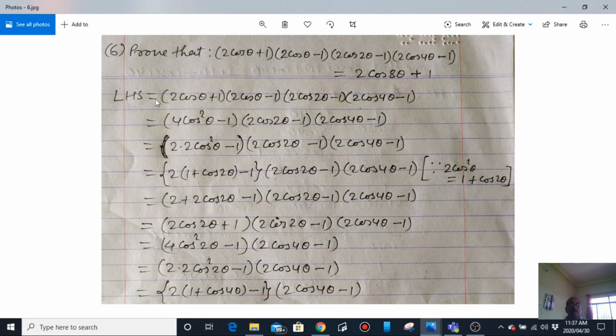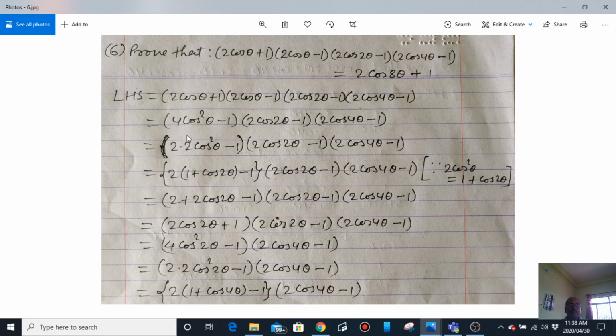So we write LHS as given in the question. Now in first two brackets you apply (a plus b) into (a minus b). Next two brackets we will keep untouched. So (a plus b) into (a minus b) is a square minus b square. So it will become 4 cos square theta minus 1, and these two parts are same.